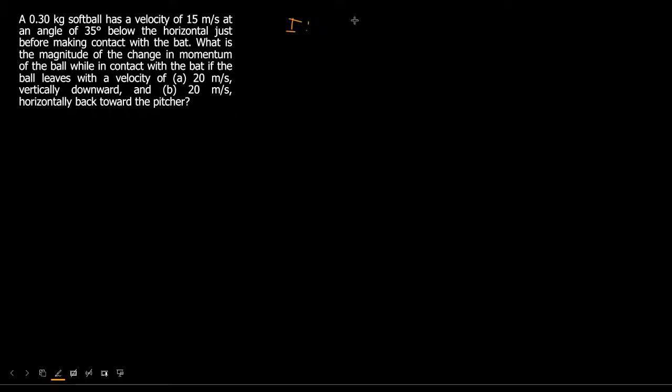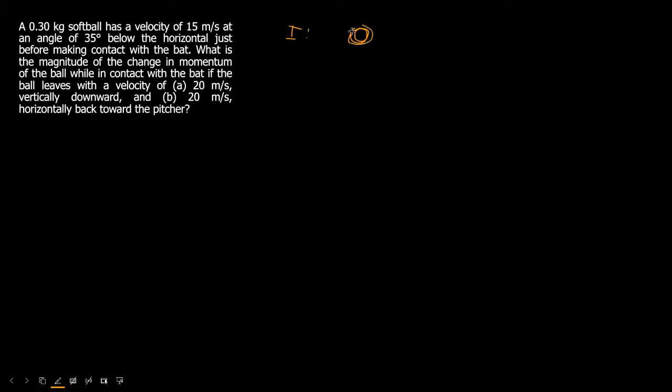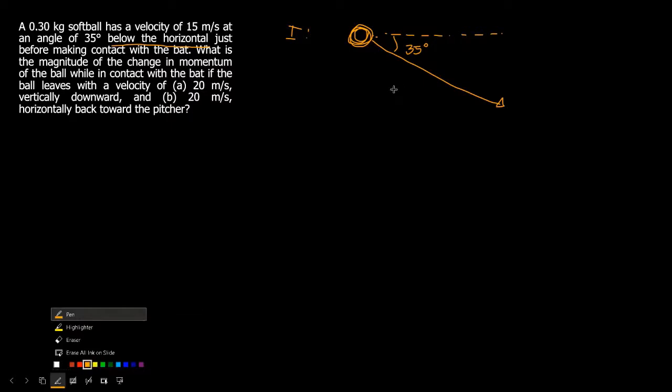So meron daw tayong softball dito. Ito yung softball. Then it is moving at a velocity with the angle of depression of 35 degrees. But angle of depression below the horizontal. So that velocity is 15 meters per second.